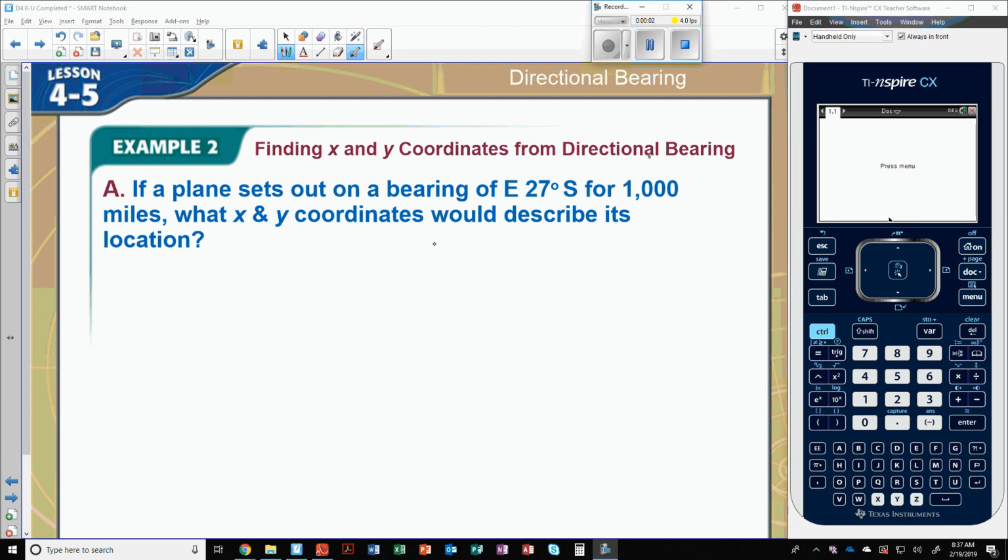Example 2. If a plane sets out on the bearing of east 27 degrees south for 1,000 miles, what x and y coordinate would describe its location? Okay, so now we're going to convert between a directional bearing and an x and y coordinate.